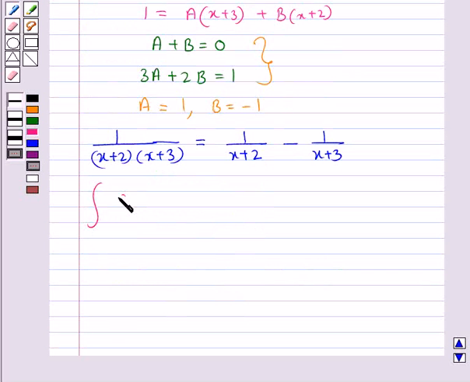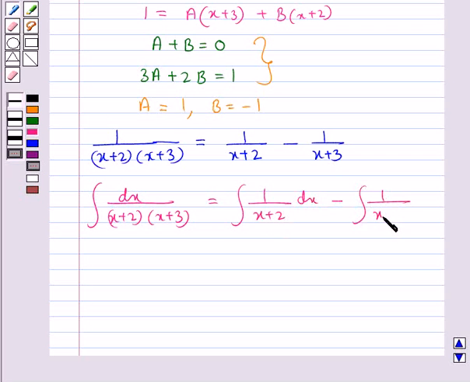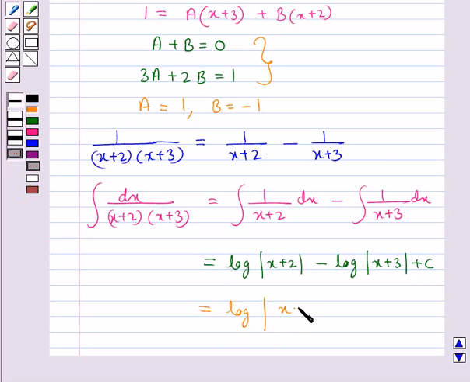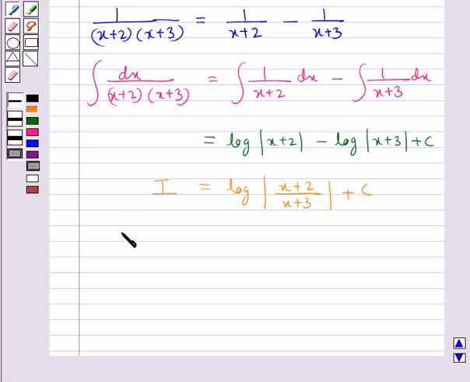So integral dx over (x plus 2) into (x plus 3) is equal to integral 1 over (x plus 2) dx minus integral 1 over (x plus 3) dx. This is equal to log modulus (x plus 2) minus log modulus (x plus 3) plus c, which is further equal to log modulus (x plus 2) over (x plus 3) plus c. So this is the value of I, where c is the constant of integration.